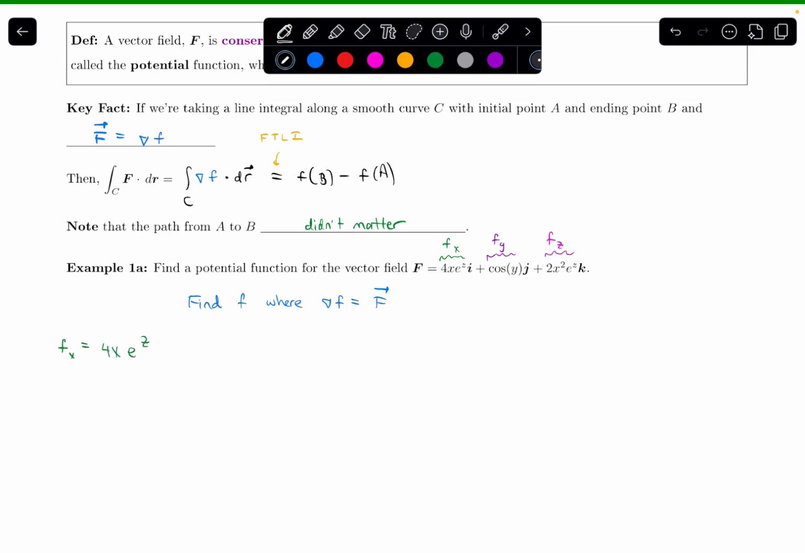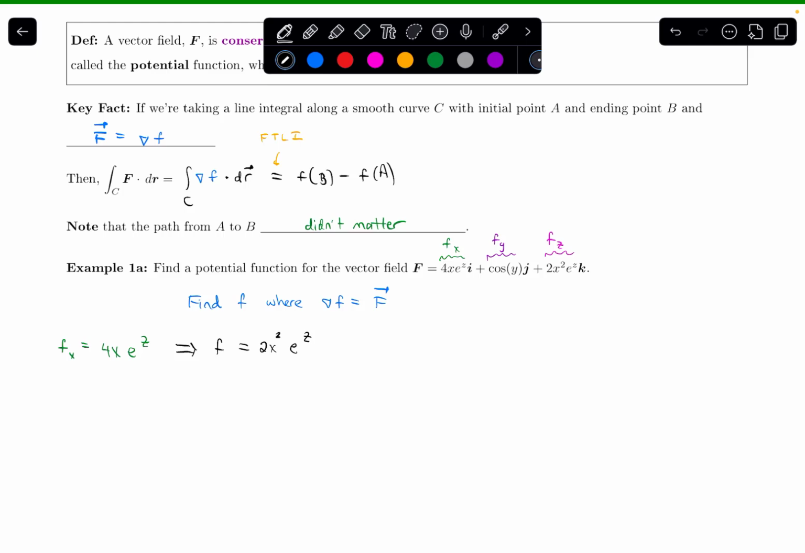Okay, so from this, let's try to figure out what the original function, lowercase f, would look like. The partial derivative of that with respect to x gives me this, which means I'm now going to do an antiderivative, but just with respect to the variable x, meaning y and z are treated as constants. So for this term, x gets treated as a variable, but the e to the z gets treated as a constant. That'll just stay there and multiply the antiderivative of 4x, which is 2x squared, and that's still multiplied by e to the z because that gets treated as a constant.